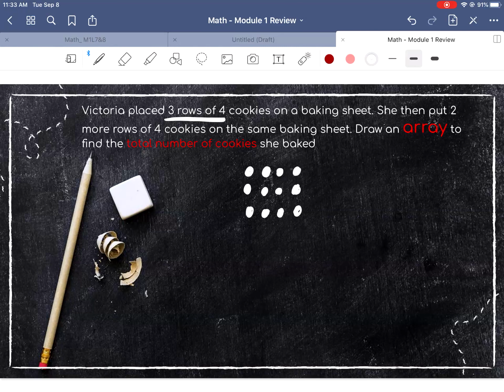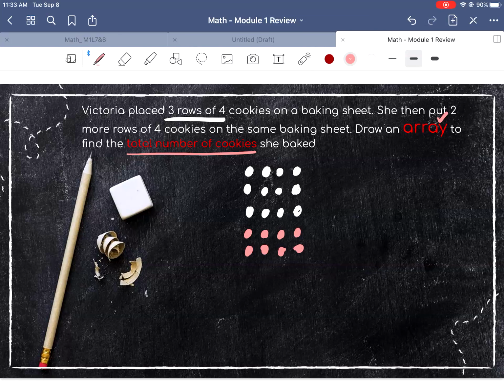on the baking sheet. So here is the first one, and I drew an array. And then later she put 2 more rows of cookies like this. So this is my array. My array is done now, and I'm looking for the total number of cookies.